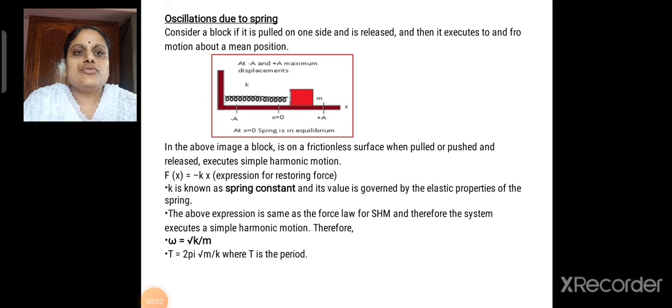The restoring force acting on this mass m is given by F(x) equals minus kx, where k is called the spring constant, and the system executes with an angular frequency equal to root of k by m, and the time period T is equal to 2 pi times the square root of m by k.